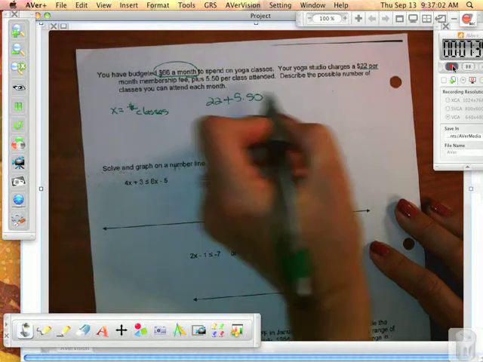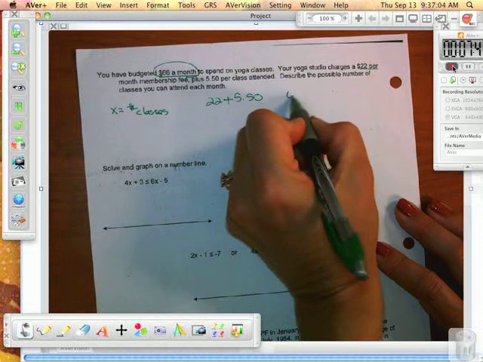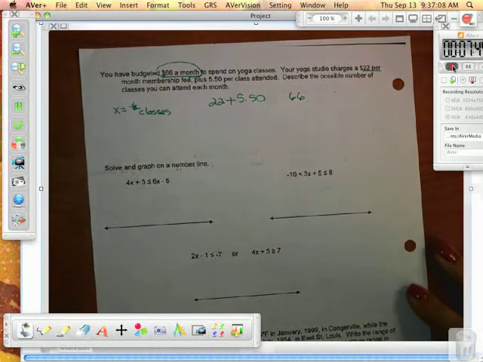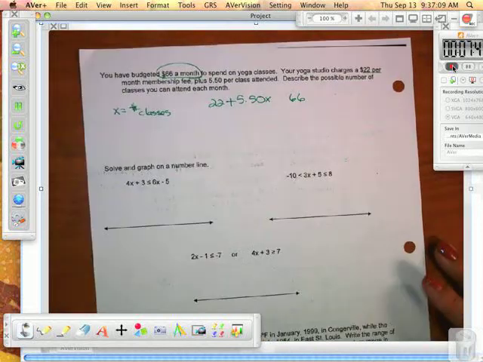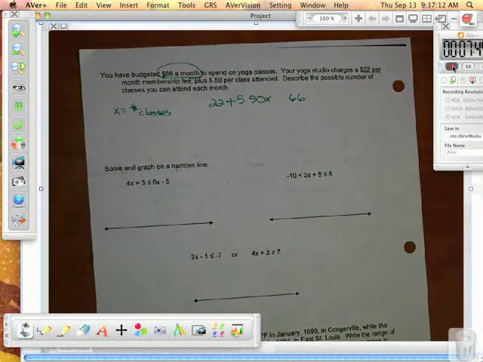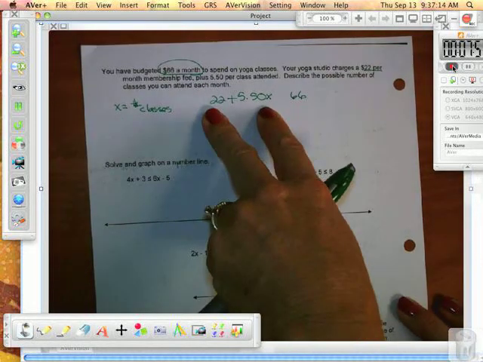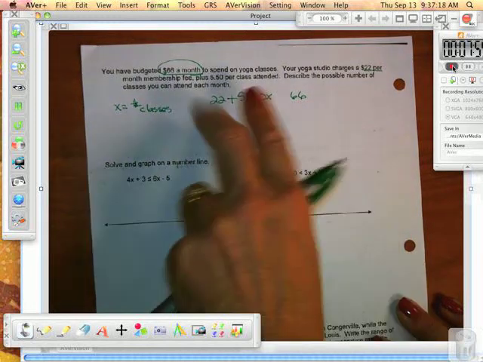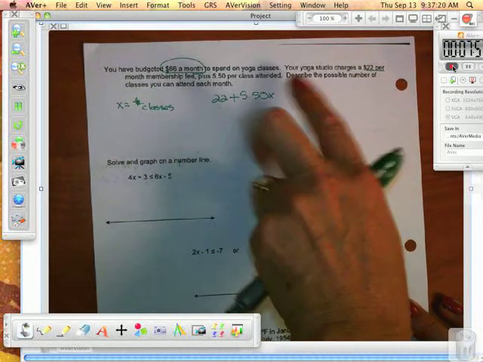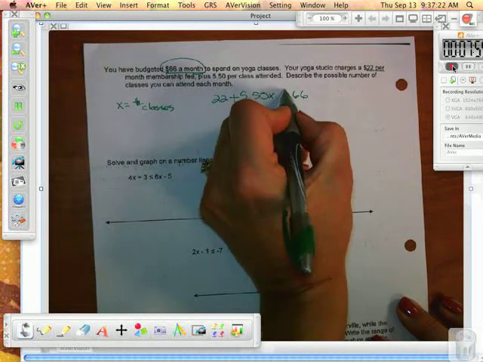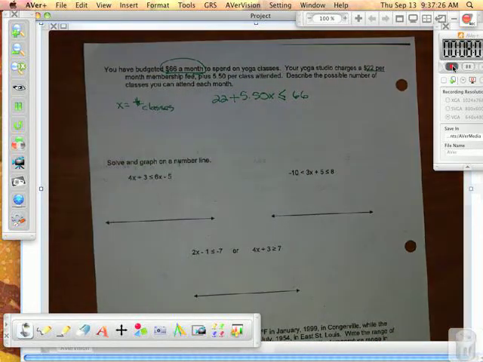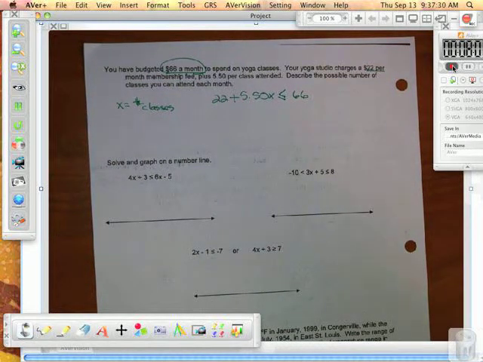And then I'm not going to put the inequality in here yet. I'm just going to write 66 here. Now I have to decide, oh, I lost my X. It's $5.50 per class. I have to decide, do I need this side to be less than or greater than 66? I need the money that I spend to be less than, it would be less than or equal to 66. So that's how I do it. Usually I write both sides and then I decide which way the sign has to go, the inequality.